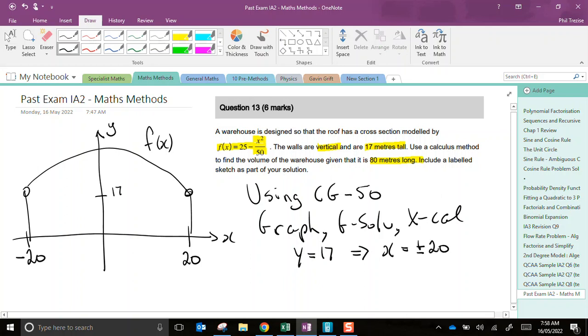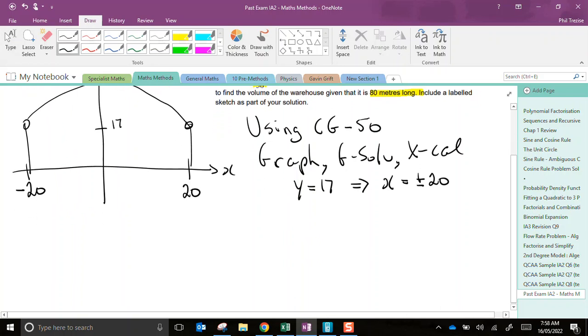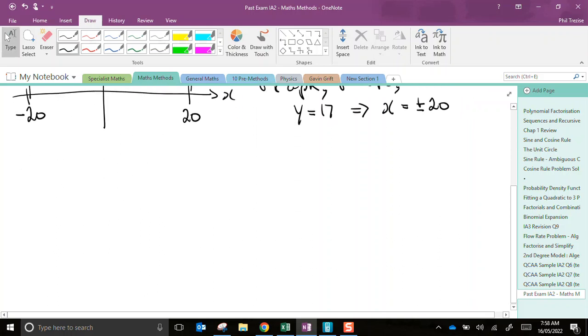Nice. Now let's have a think about what we have to do with this information. So we've got the function, we've got the vertical walls, 17 meters tall. Use a calculus method, so that means I have to do some mathematical setting out to find the volume of the warehouse, given the warehouse is 80 meters long. I'm going to draw a smaller sketch now involving volume for a minute.